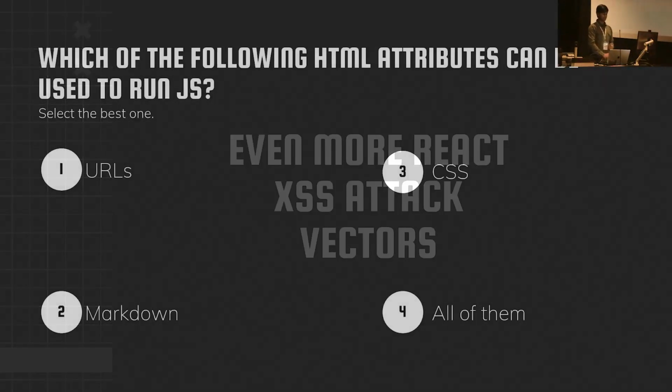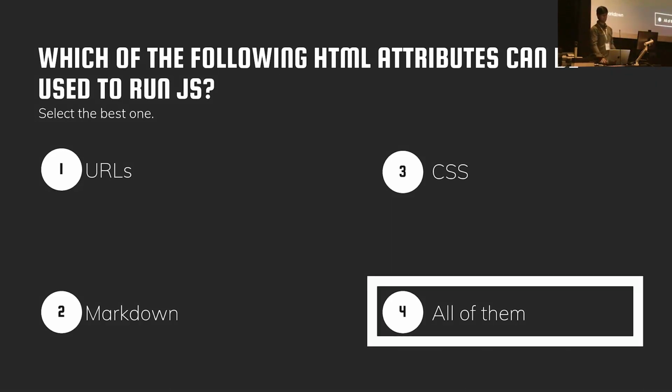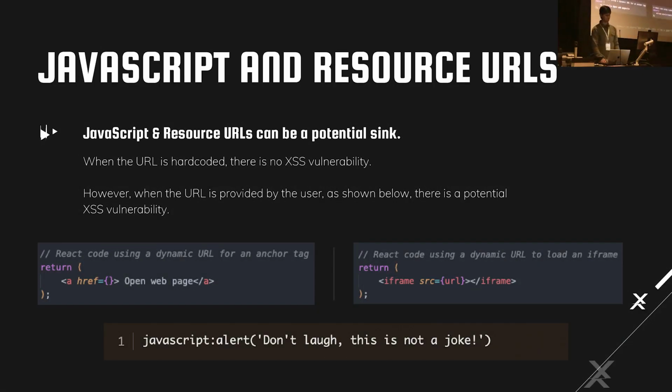Alrighty, let's look at some other ways you can hack React. Again, a question to the audience. Which one of these HTML elements do you think can be used to run JavaScript code? Is it URLs, CSS, Markdown, or all of them? All of them? All of them. True. All of these things that usually seem very safe can be used to run JavaScript code as well. So if you're a web developer and you're not handling these elements securely, that can cause issues. And I'm going to focus in particular on URLs because that's what happens the most.